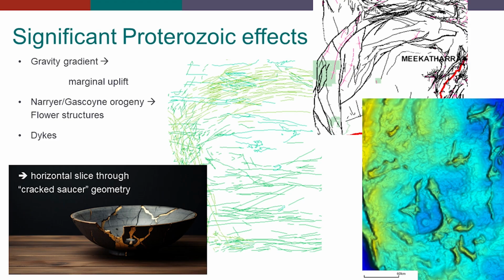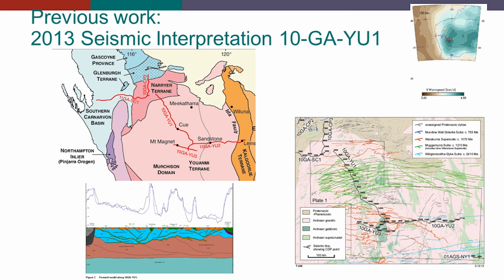So maybe we're looking at a kind of a horizontal slice through an old ceramic bowl of some kind, where the edges have been slightly up-tilted. And I'll show you an example of where we might be able to see that in the Youanmi 1 line, which comes in from the Narrier terrane down through Q and down to the Windimurra igneous complex there. And you can see this very steeply bounded package drawn in during the initial interpretation, showing the Narrier terrane as a completely different looking block of crust.